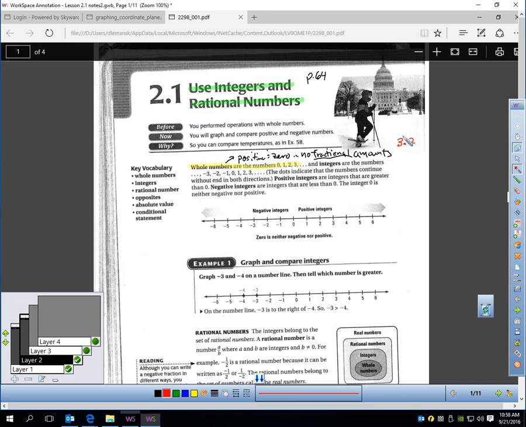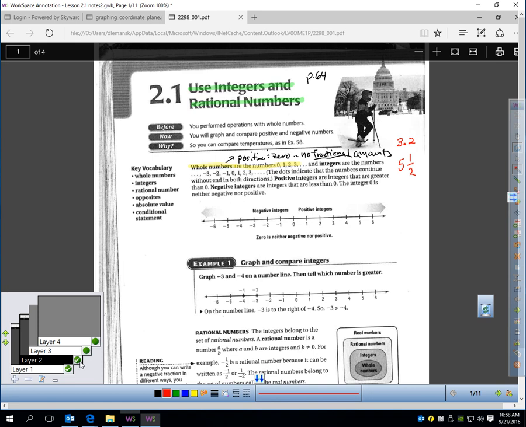3 and 2/10. Okay, I can't have fractional endings to whole numbers, all right? Another example would be like 5 and a half. That can't be a whole number because it has a fractional amount at the end of it, all right?